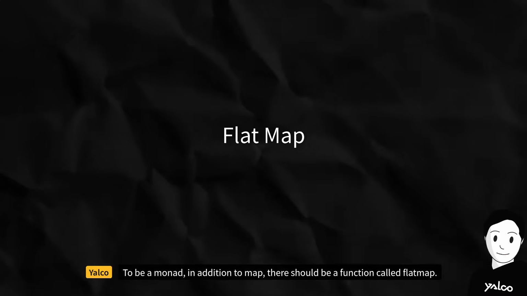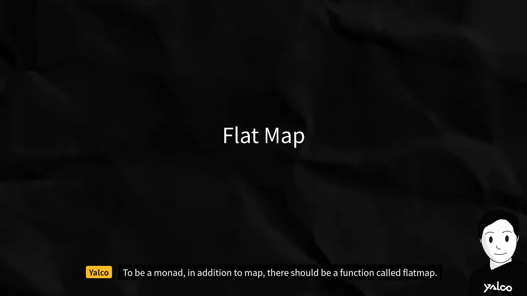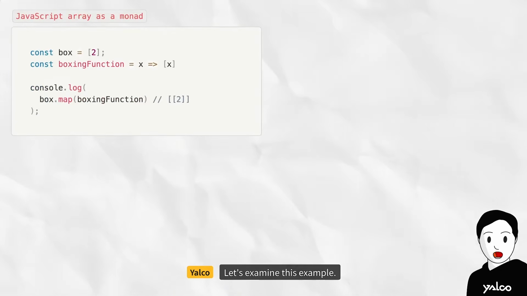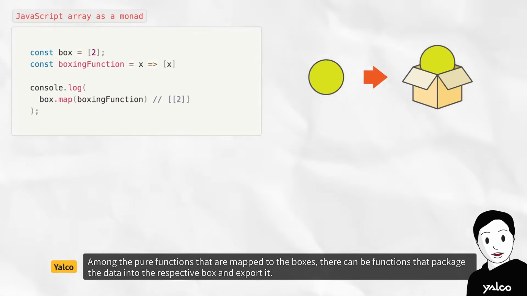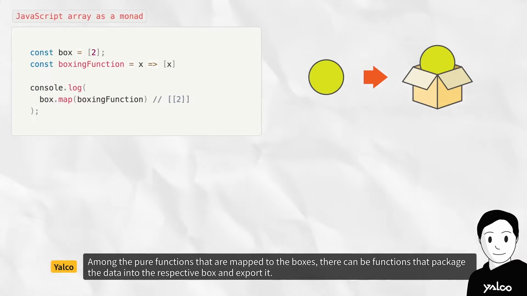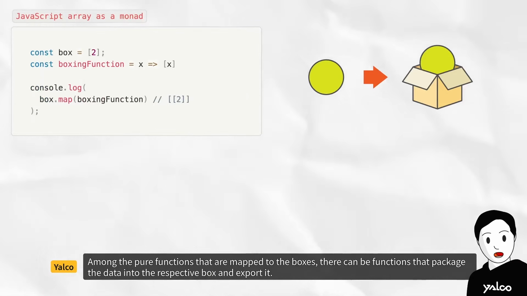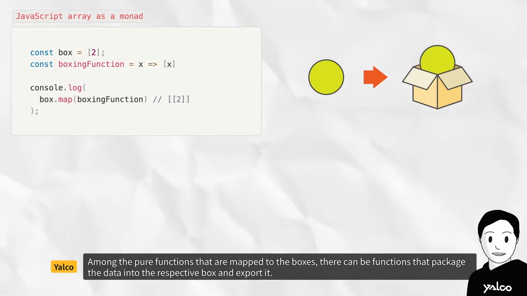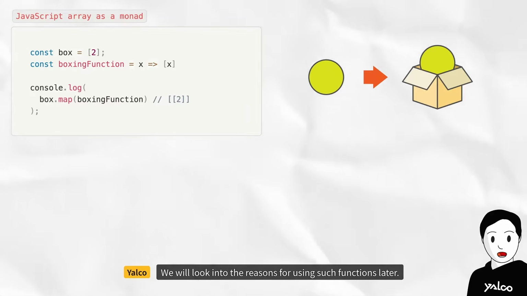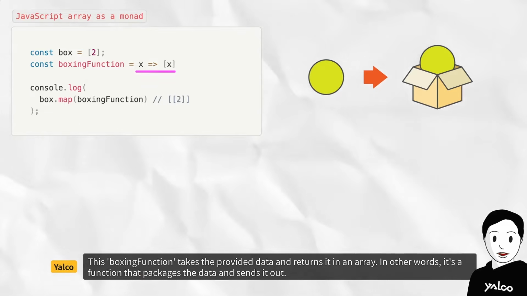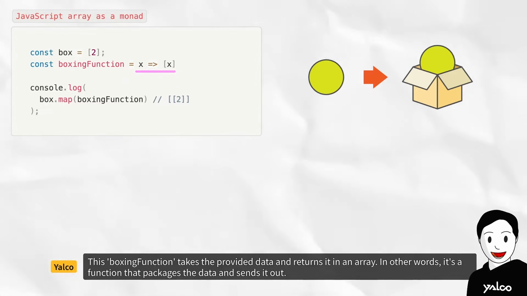To be a monad, in addition to map, there should be a function called FlatMap. Let's examine this example. Among the pure functions that are mapped to the boxes, there can be functions that package the data into the respective box and export it. We will look into the reasons for using such functions later. This boxing function takes the provided data and returns it in an array. In other words, it's a function that packages the data and sends it out.